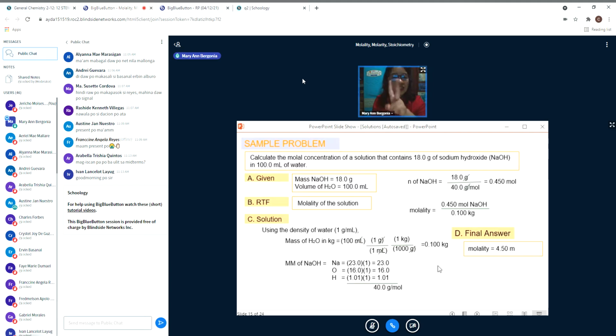500, 520, 2SF lang yon, yung 5 at 2 lang. 20, 1SF lang yon, yung 2 lang yung significant doon. 225, 3SF. 2,250, 3SF lang din. Yung 0 na nasa dulo, hindi siya significant. Yun.